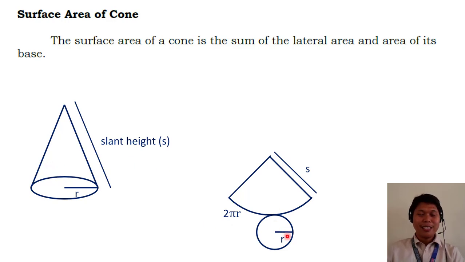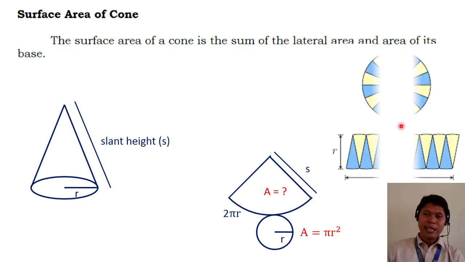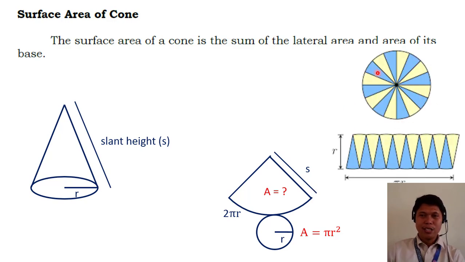Okay. Then the question is, if the area of this is known that it is pi r squared, how about the area of this, which looks like 1/4 of a bigger circle? So we know that it is s, but we do not know exactly the measure of this. So we need to recall the derivation of the area of the circle, which is actually pi r squared.